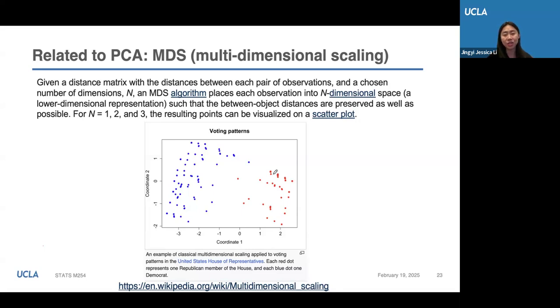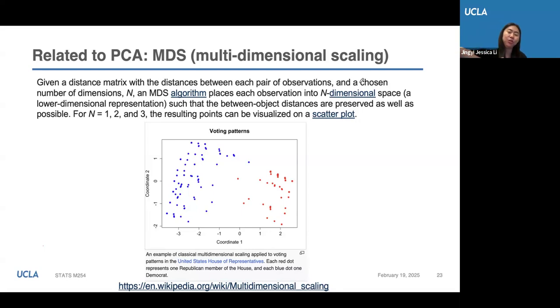So the idea is you don't have original data. You don't have your X matrix. That is, for your N data points, you don't have their original feature values. But what you get is a distance matrix, an N by N distance matrix, where you know the distance between each pair of data points or observations.